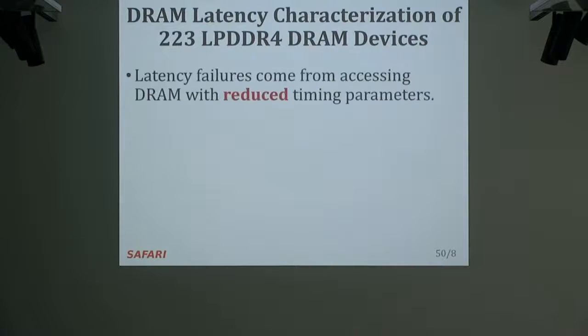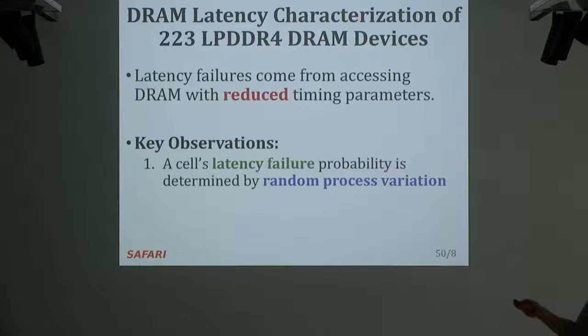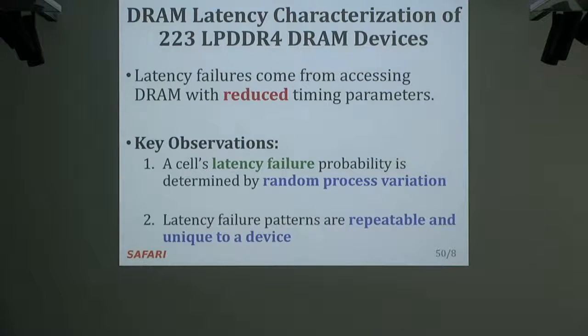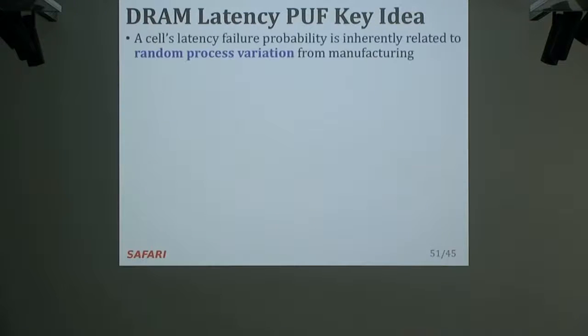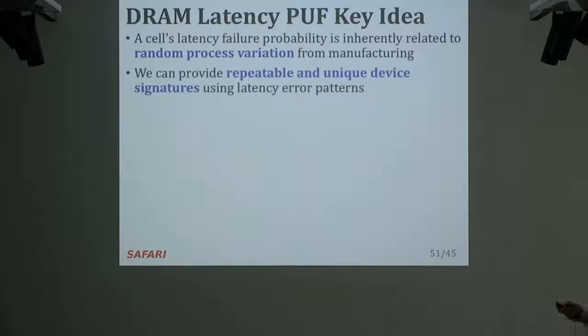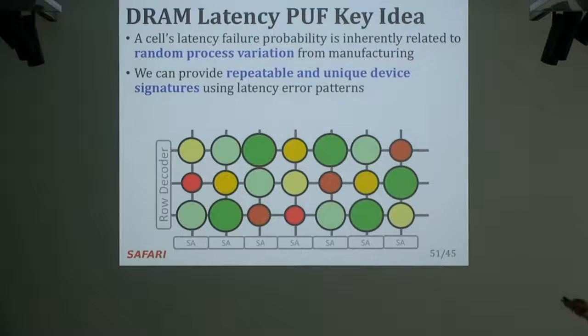So what we did was we found out that latency failures come from accessing DRAM with reduced timing parameters. You already know this. A cell's latency failure probability is determined by random process variation. And some latency failure patterns, not all cells, of course, are repeatable and unique to a device. We can provide repeatable and unique device signatures using latency error patterns. So this is the key idea again.